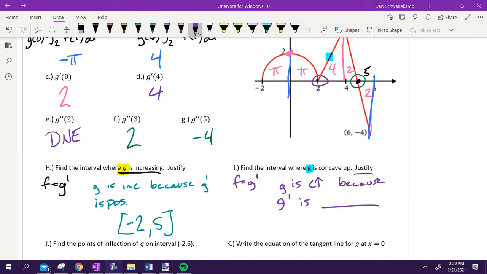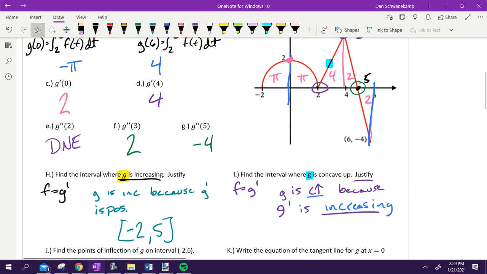Braden, G is concave up because G prime is what? G prime is increasing. Wonderful. Okay, because we are trying to go up a derivative, so we want to look at its slope. So we're thinking that it has to have positive slope to be concave up, because concave up is really talking about the second derivative. G prime is increasing, so this is a graph of G prime.